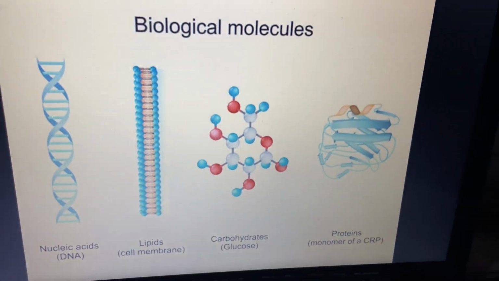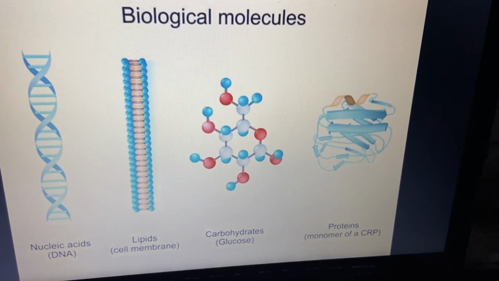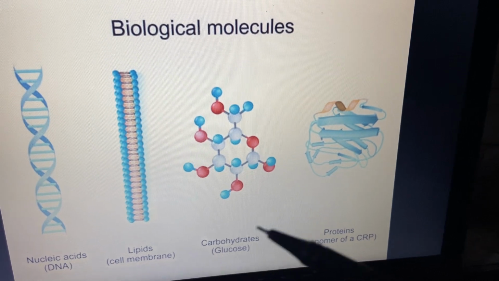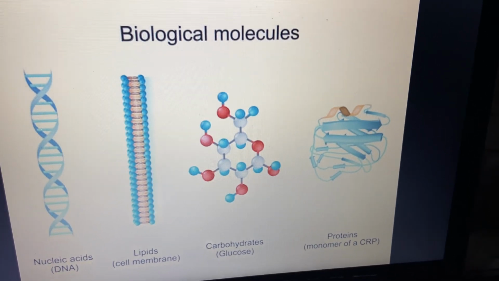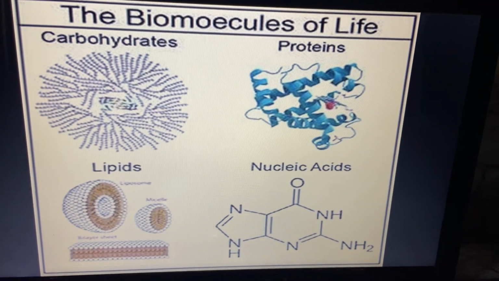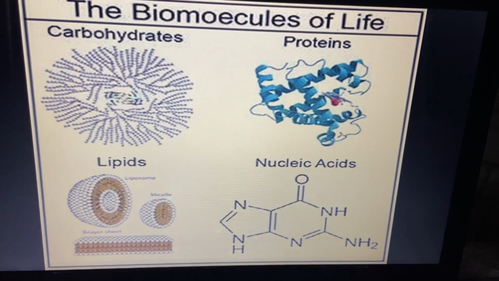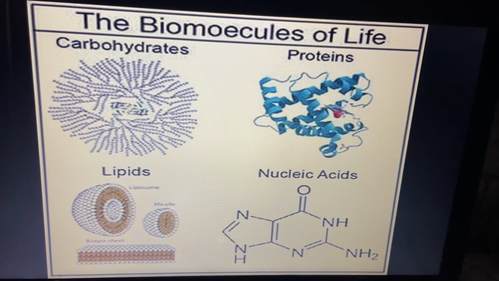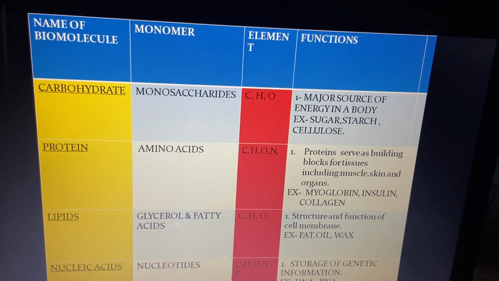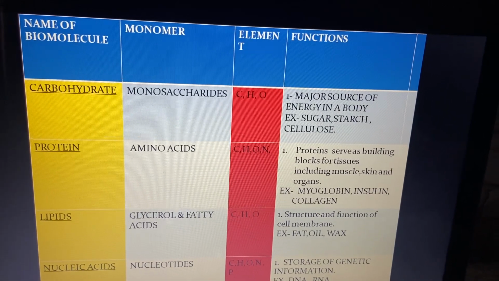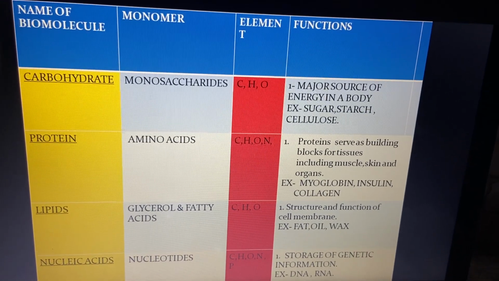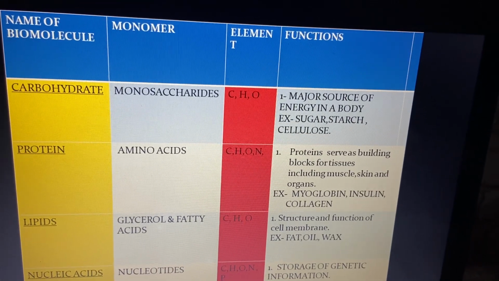Now we move forward. These are the biological molecules: nucleic acids; lipids, which are a very important component of the cell membrane; carbohydrates or glucose; and proteins, which form the building blocks of our body. These are the biomolecules of life: carbohydrates, proteins, lipids, and nucleic acids, which are macromolecules in our body. We will look at what their functions are in our body, and what the elements and the monomeric unit of these macromolecules are. Monomeric unit means single unit.